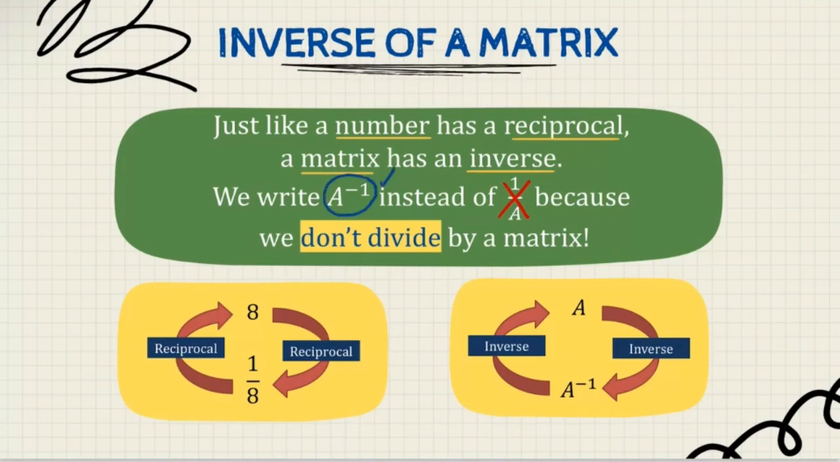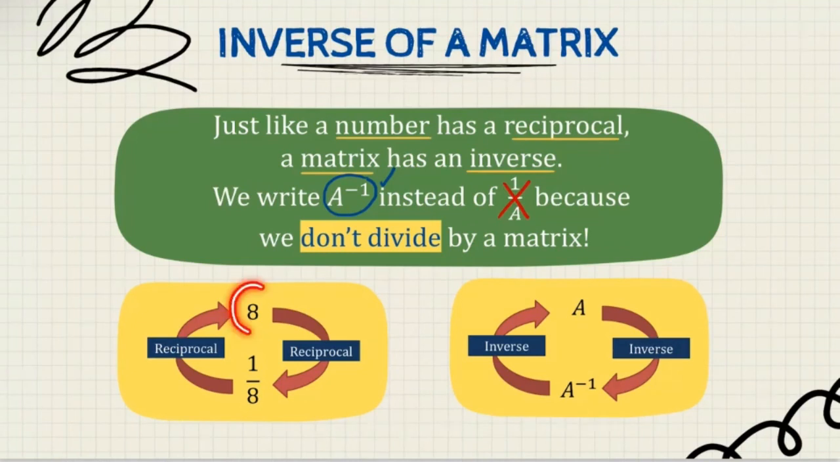So ini yang betulnya. Okay, sebab apa? Sebab dalam matrices kita tidak ada bahagi, tak ada operasi bahagi. So kat sini tengok we don't divide by a matrix. So instead of divide, we multiply by the inverse of it. Okay, so ini adalah contoh yang mudah untuk kamu faham lah.